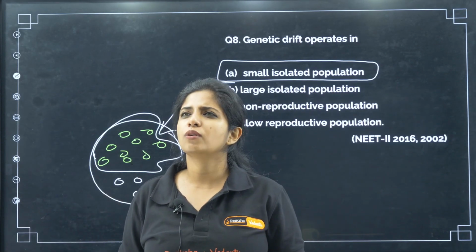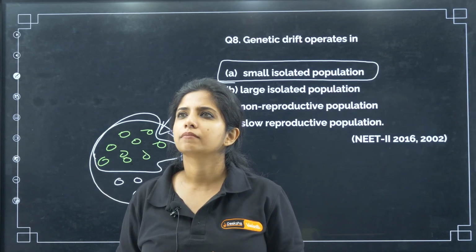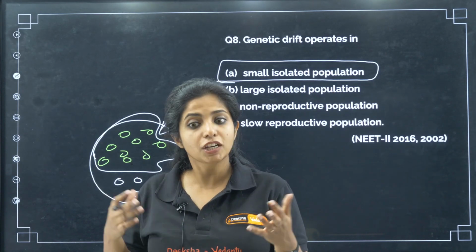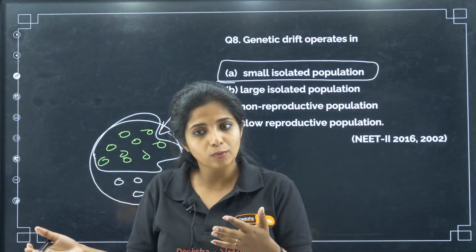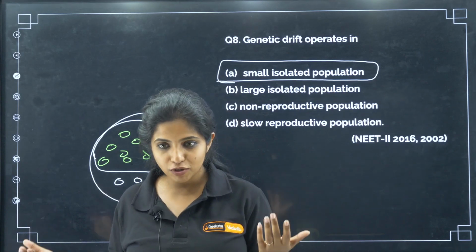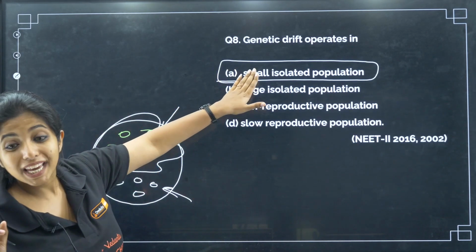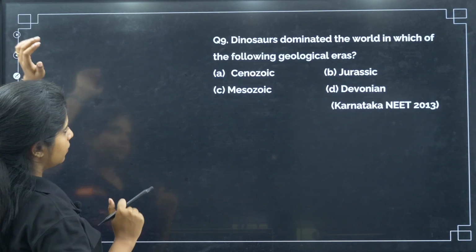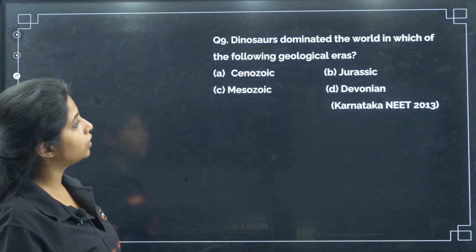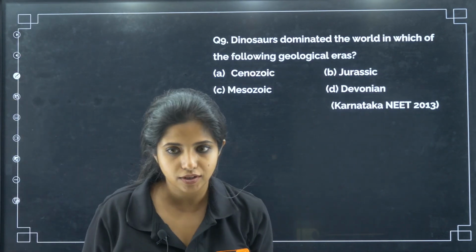And the last one was natural selection. Nature might be selecting some organisms over the other ones. So anyway, the frequency could be changed. It cannot be the same generation after generation. So your answer for this question would be A. Now, dinosaurs dominated the world in which of the following geological eras?